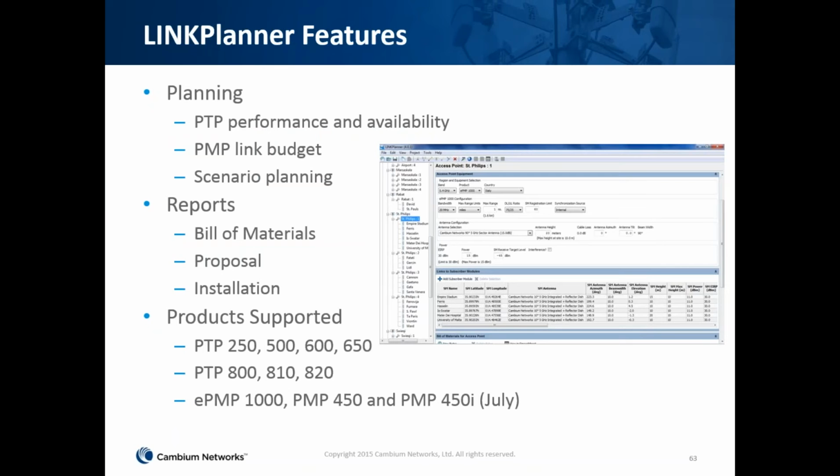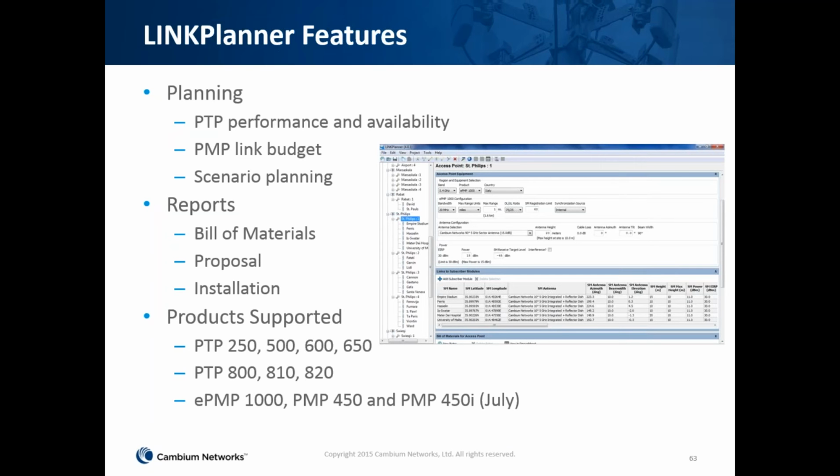We have a free tool called Link Planner that you can download from our website. All you have to do is know the locations that you want to hit, either point-to-point or point-to-multipoint, and program those in, whether it's the addresses, the lat-lons, or whatever it is, and then the heights of where the radios are going to be. Link Planner will come back to you immediately and tell you what your capacity is going to be, what your availability is going to be, everything about the link.